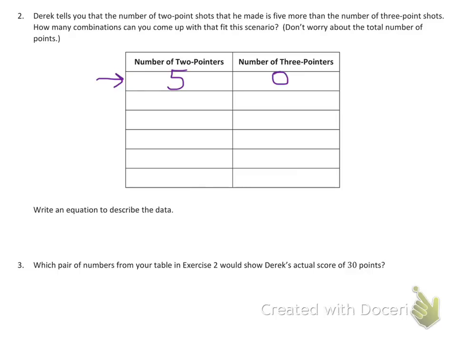And we can keep going along here and see there's other combinations that would work too. We could have 6 and 1, 7 and 2, 8 and 3, as long as the number of 2-pointers is 5 more than the number of 3-pointers. Okay, so now we're asked to write an equation that describes this data, that the number of 2-pointers is 5 more than the number of 3-pointers.